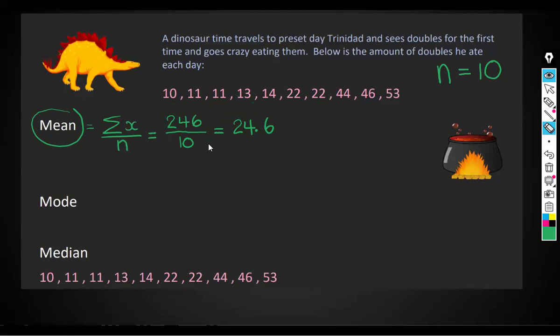Right. So the next one is pretty easy, right? They ask for the mode. The mode is just the most popular. Mode is most popular. Who is the most popular number? It has a tie, right? 11 appears twice and 22 appears what? Twice. So it has a tie for most popular.